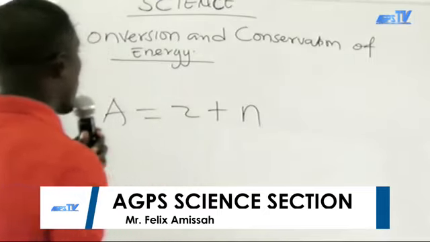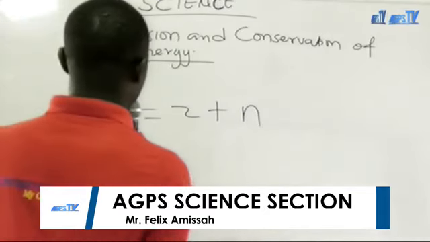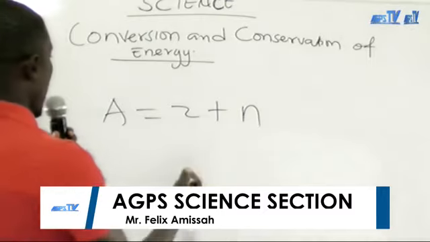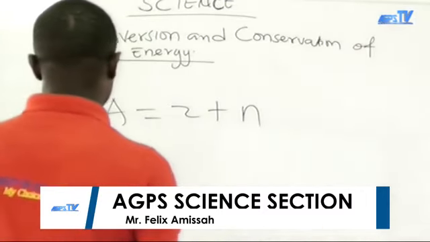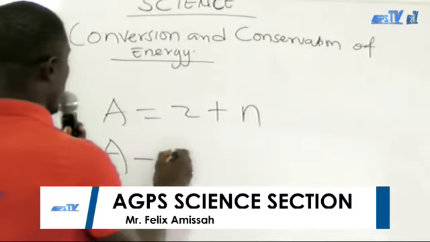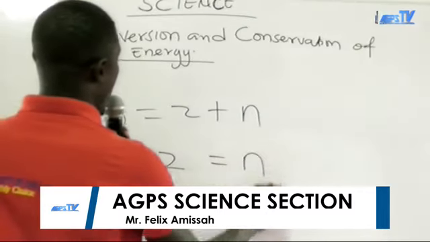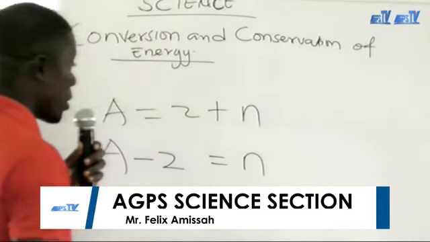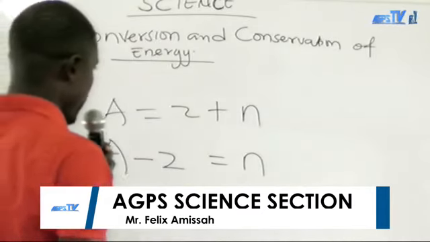If you are told to find the number of neutrons, you have to make N the subject. You can make N the subject by transposing the atomic number to this side. So just write A minus Z is equal to N. This one is simple. I hope you can do it.